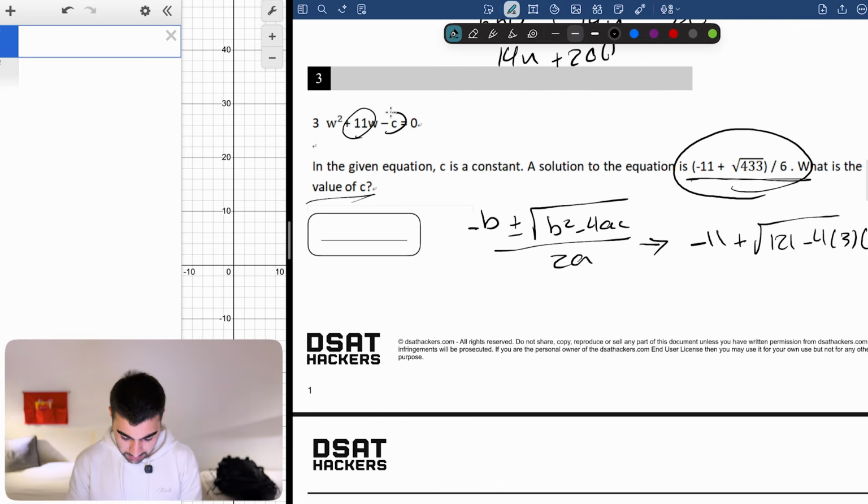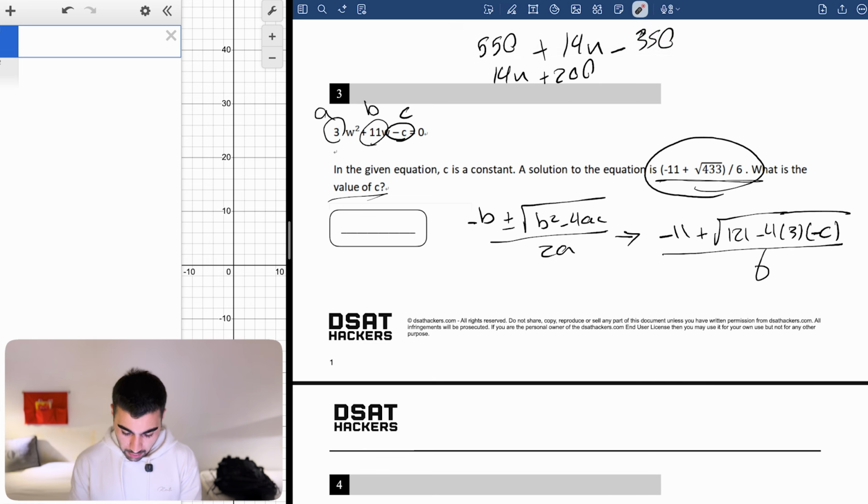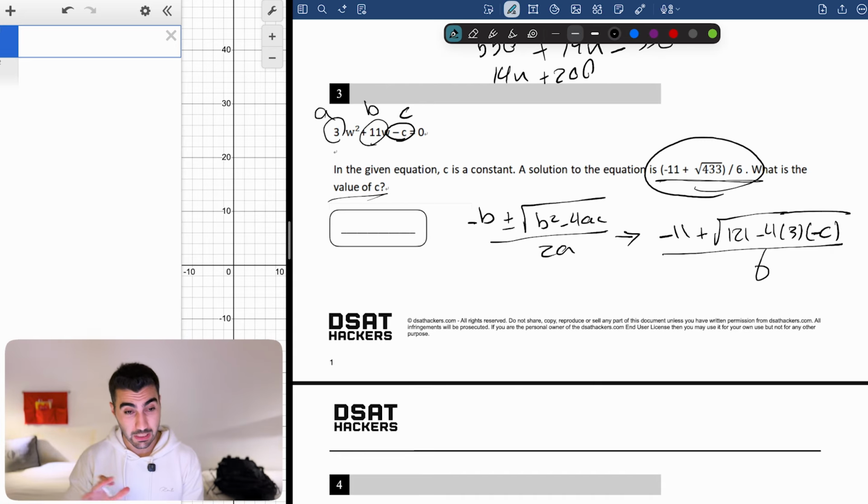But here c is negative c. So basically this is our a, this is our b, this is our c. So negative c, divided by 2 times a, so 2 times 3 is 6. As you can see, this also has a denominator of 6, and this is also negative 11 over 6. The same thing. So whatever this is, it should be equal to the 433 under the square root. We're just going to set those equal. So 433 is equal to 121 minus 4 times 3 times negative c.